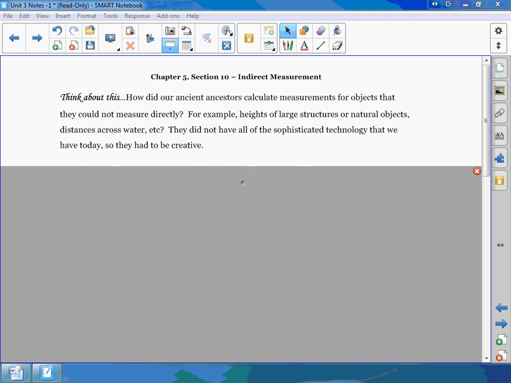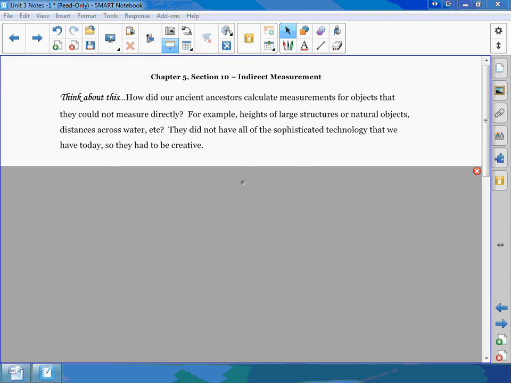So today I asked this question. It says, how did our ancient ancestors calculate measurements for objects that they could not measure directly? For example, heights of large structures or natural objects, distances across water, etc. They did not have all the sophisticated technology that we have today, so they had to be creative.